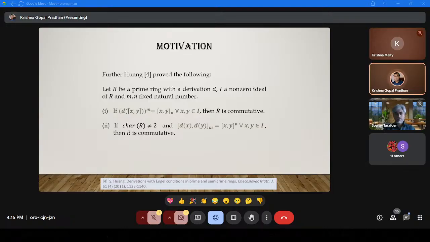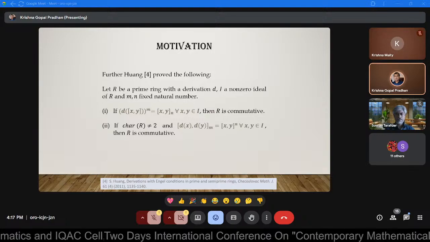Further, Huang proved the following. Let R be a prime ring with a derivation D, I a non-zero ideal of R, and n a fixed natural number. If the nth power of D of the commutator of X and Y equals the nth commutator of X and Y for all X, Y belonging to I, then R is commutative. Or if characteristic of R is not equal to 2 and the nth commutator of D of X and D of Y equals the nth commutator of X and Y for all X, Y belonging to I, then R is commutative.